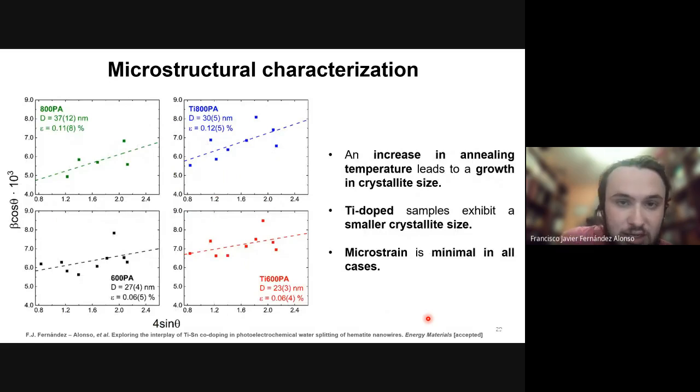We also perform some estimation of the crystallite size and microstrain by applying the Williamson-Hall method, and we can see how the samples that are annealed at high temperature present a higher crystallite size. This is expected. Also, the samples that are doped with titanium present a slightly smaller crystallite size, and microstrain is minimal in all cases and not very significant.